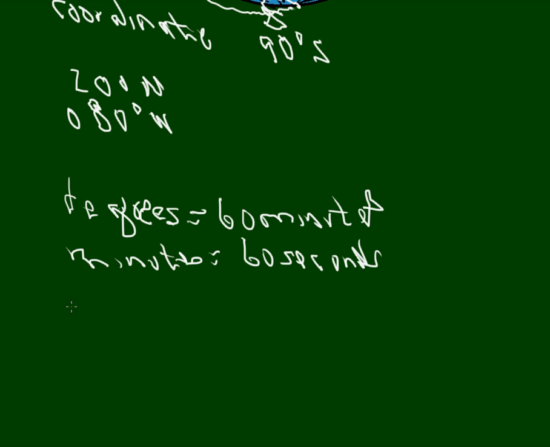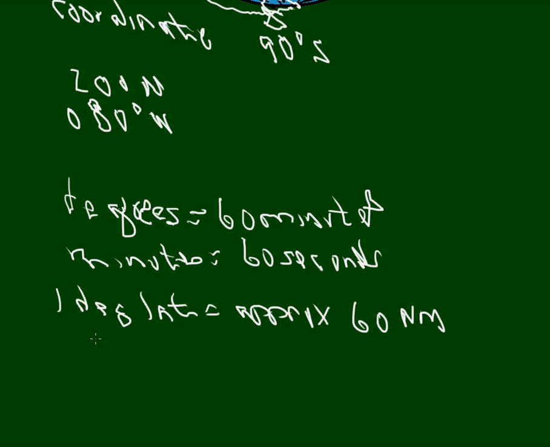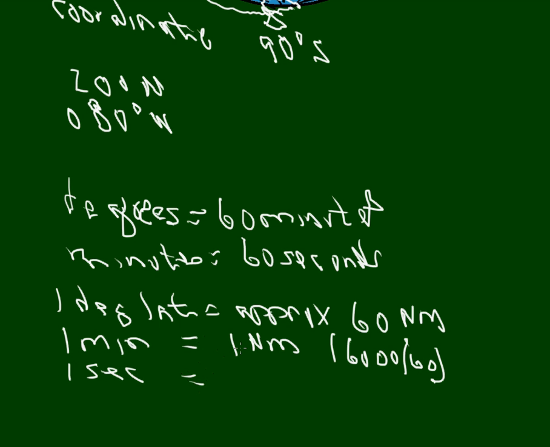One degree of latitude equals approximately 60 nautical miles. So if 1 degree of latitude equals 60 nautical miles, then 1 minute of latitude equals approximately 1 nautical mile. And since there are 6,000 feet, more or less, in a nautical mile, if we divide that by 60, then 1 second of latitude equals about 100 feet. So a coordinate that is expressed in degrees, minutes, and seconds is accurate down to about 100 feet.